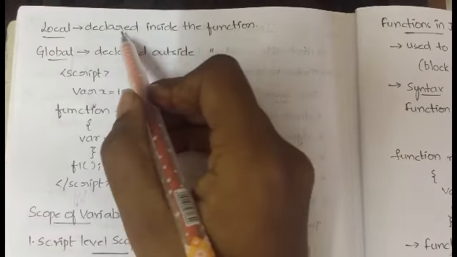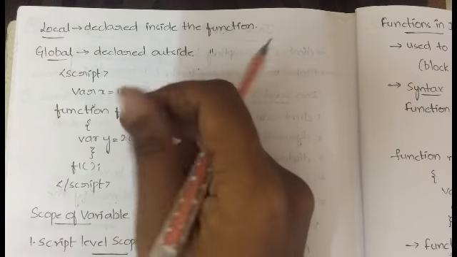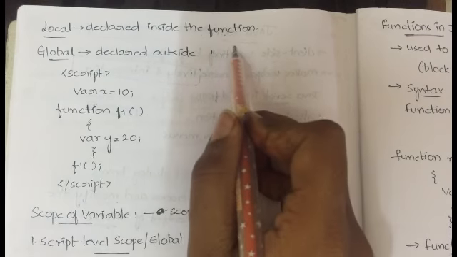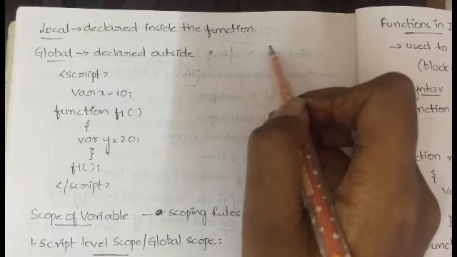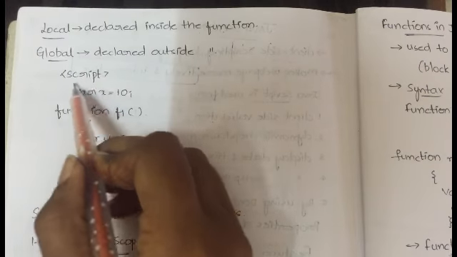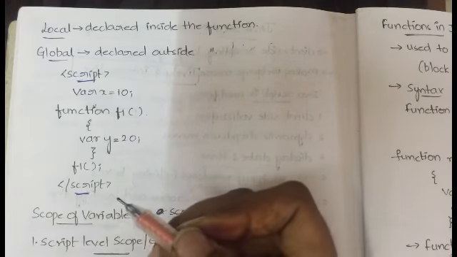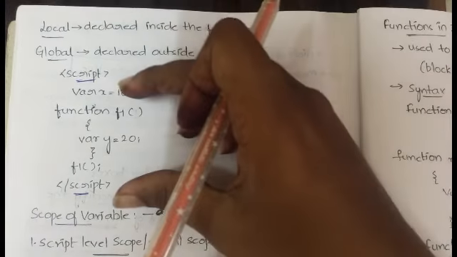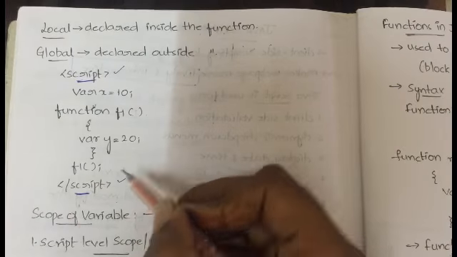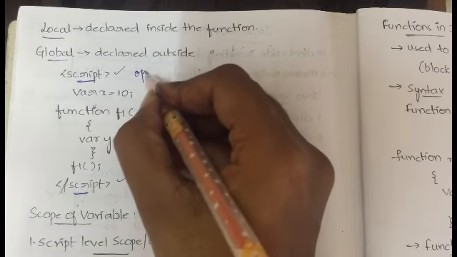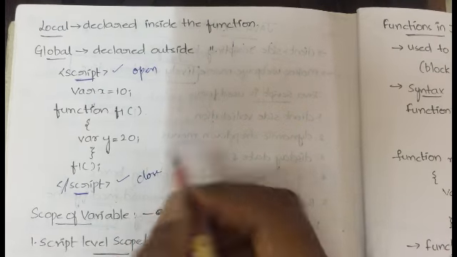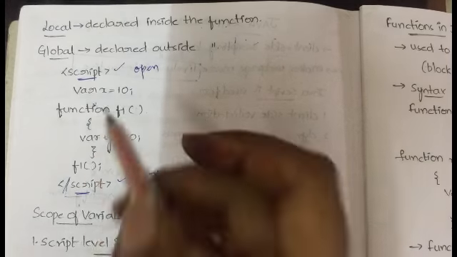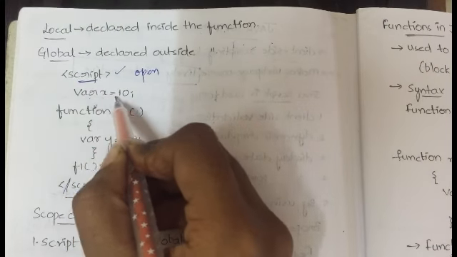Local variables are declared inside the function. Inside a particular function, we will be declaring local variables. Whereas global variables are declared outside the function and everybody can use them, right? For example, script is a standard notation that you use for JavaScript. You will be embedding all your JavaScript code within the script tag. This is the open tag and this is the close tag. This is the open script tag and this is the close script tag, which indicates here our JavaScript code has ended. Now here we are declaring a variable where x is equal to 10.